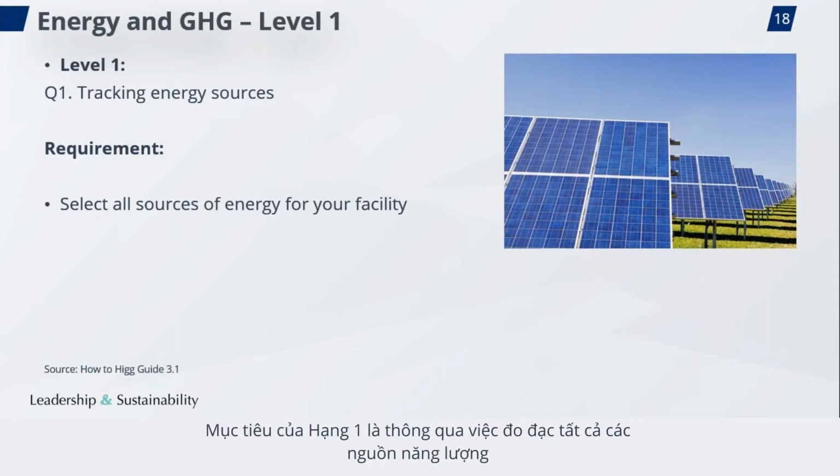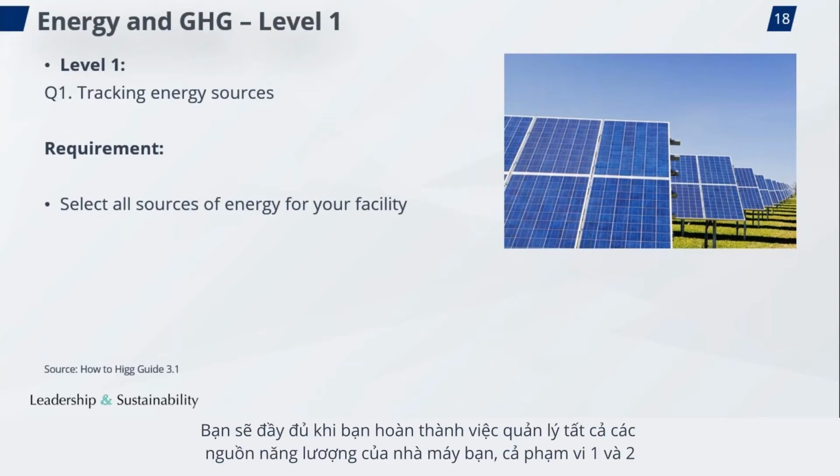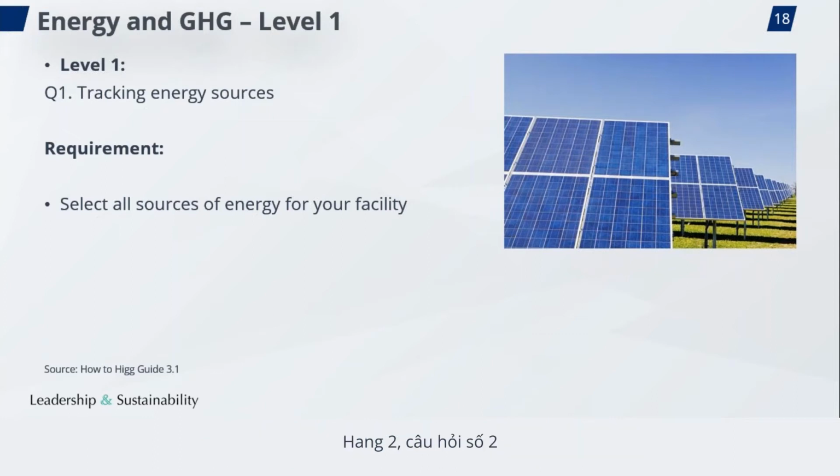The intention of the first level is that the measurement of all energy sources allows you to analyze the biggest energy drivers, detect any abnormal consumption, set energy reduction targets, and measure greenhouse gas emissions. You will receive full points if you are completely tracking all sources of energy that your facility uses, both scope 1 and scope 2. And you will receive partial points if you're completely tracking at least one of your energy sources, but are not yet tracking all of your energy sources.